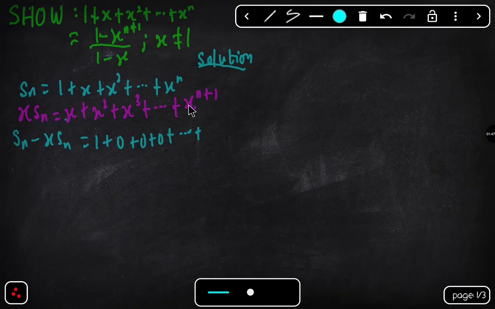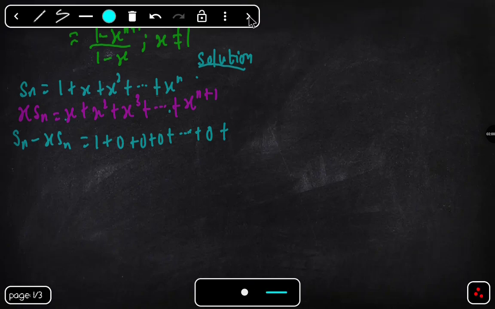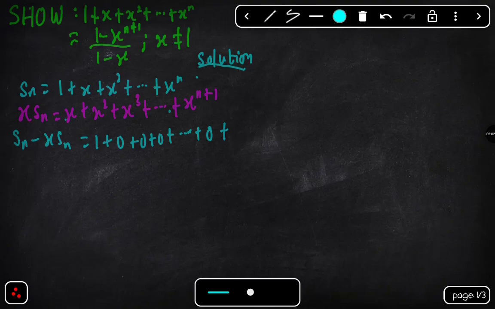Plus, before x raised to the power of n plus 1 here, we have x raised to the power of n. So x raised to the power of n minus x raised to the power of n will give us 0. Then plus, 0 minus x raised to the power of n plus 1 will give us minus x raised to the power of n plus 1. So that is what we are going to have.